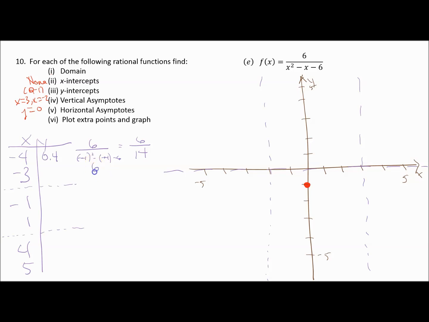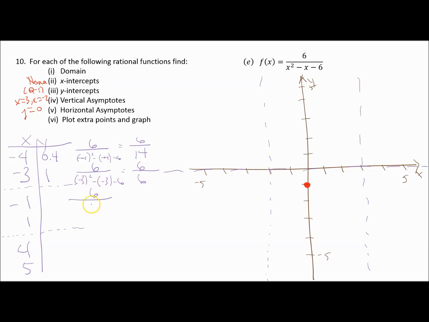So let's plug in negative 3. 6 divided by negative 3 squared minus a negative 3 minus 6. And that's going to give us 6 divided by negative 3 squared is 9. 9 plus 3 is 12. 12 minus 6 is 6. 6 divided by 6 is 1. So we've got a nice whole number there.